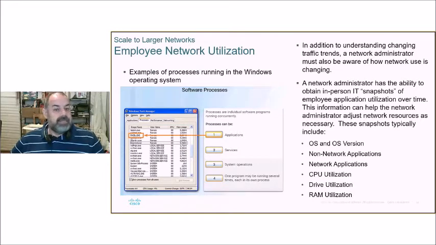So employee network utilization. In addition to understanding changing traffic trends, a network administrator must also be aware of how network use is changing. A network administrator has the ability to obtain in-person IT snapshots of employee application utilization over time. This information can help the network administrator adjust network resources as necessary. These snapshots typically include OS and OS version, non-network applications, network applications, CPU utilization, drive utilization, and RAM utilization.